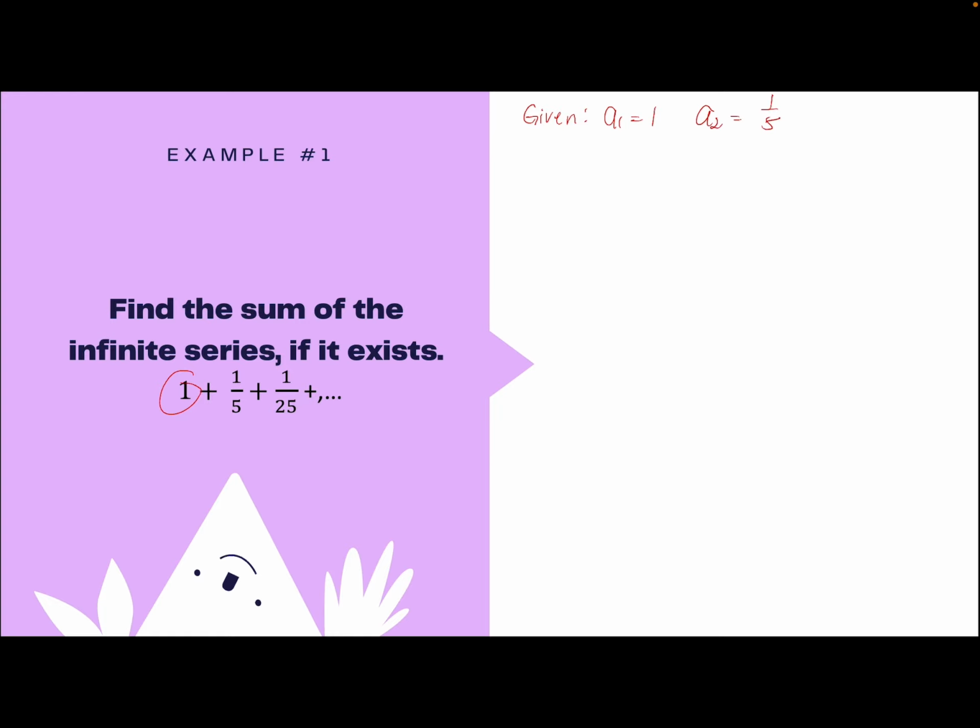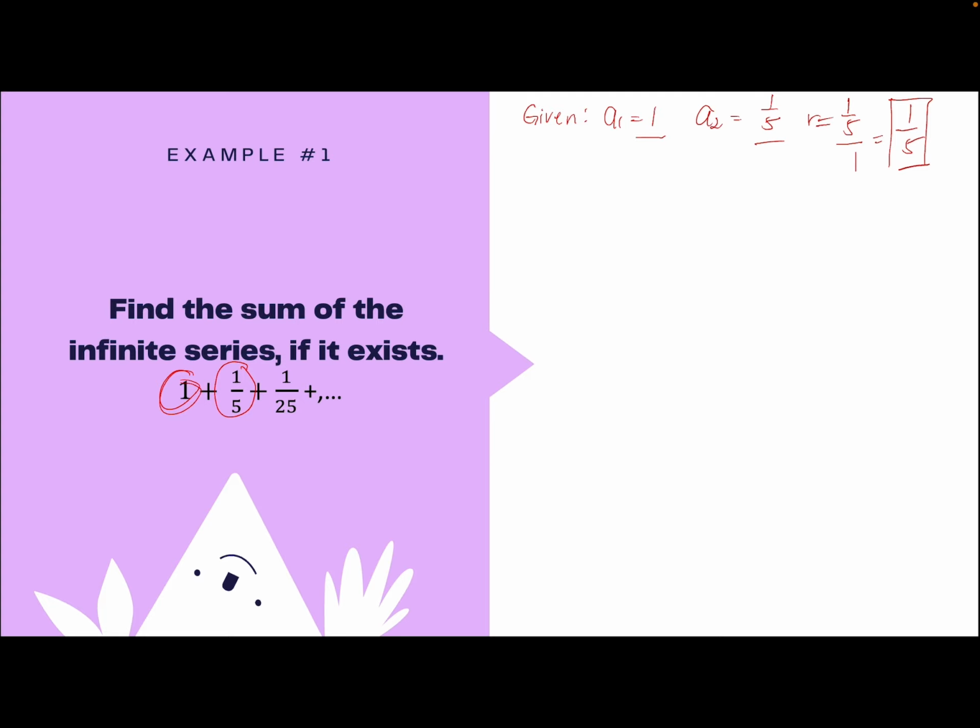Okay? So, in order to get the common ratio, divide the second term 1/5 by the first term 1. So that is 1 over 5 divided by 1. So the answer is 1/5. So meron tayong first term na 1, second term na 1/5, at common ratio na 1/5. So, kung napapansin ninyo, yung common ratio na nakuha natin na 1/5 ay less than 1. Or yung R natin, yung common ratio, is between -1 and +1.